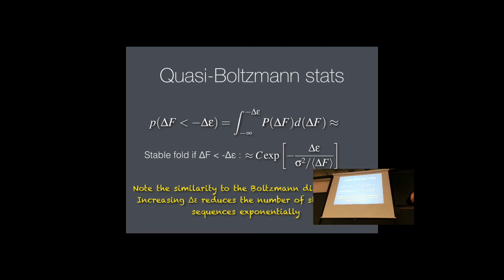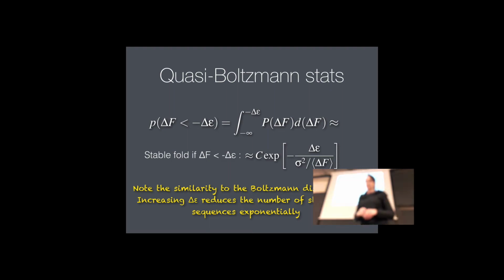And again, this is related to the argument I made before the break, that the Boltzmann distribution cannot be used because we're not sampling exclusively all the sequence space, because we're guided by evolution. But basically from this, it means that if I increase delta E, I'm reducing the number of stabilizing sequences exponentially. Okay? So again, inserting a small defect will make the number of possible sequences that I can use very, very small.